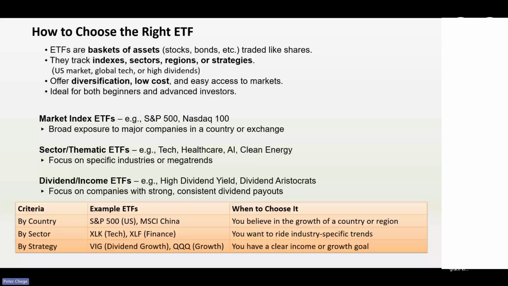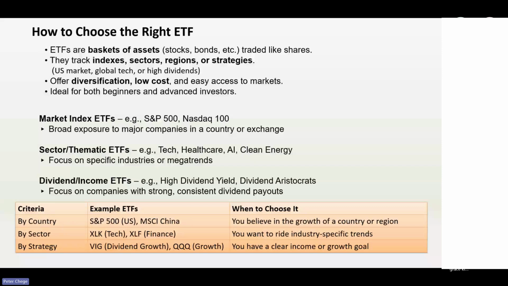In the international markets, then there are those by strategy. Maybe you want dividend growth. There is this VIG ETF. You can buy it, and you'll be receiving dividends. Then there is QQQ for growth stocks. And it depends on your goal, whether you want income or growth in terms of price.